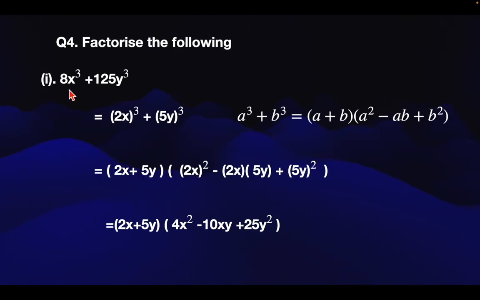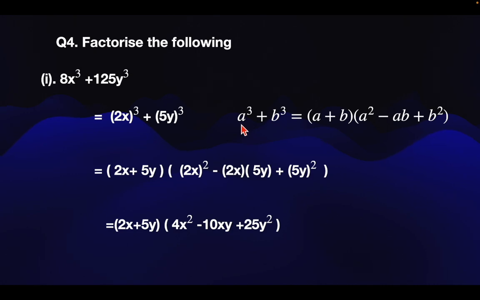Factorize the following: 8x cube plus 125y cube. Write it in the form of cube, whole cube like this. 8x cube is 2x the whole cube. 125y cube is 5y the whole cube. Apply the identity similar to this. So here it is. Write it down on the side.